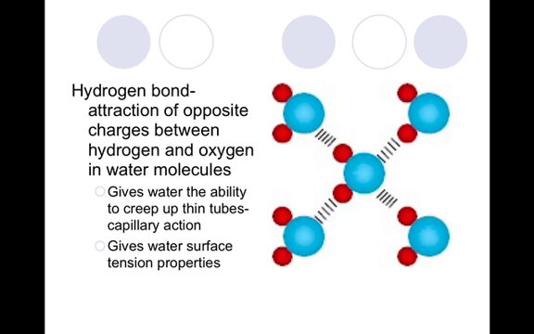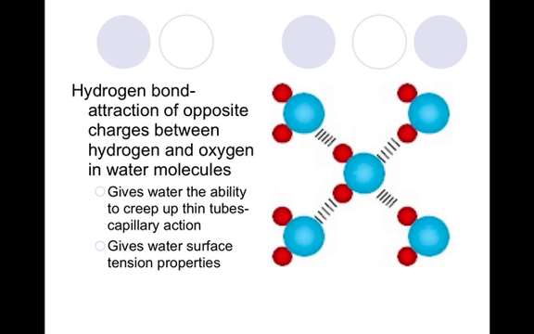When the water molecules are attracted to each other, they are attracted between the hydrogen and oxygen because one's a negative and one's a positive. That bond is called the hydrogen bond. This bond gives water the ability to go up thin tubes. We call that capillary action. That's how plants get their water.